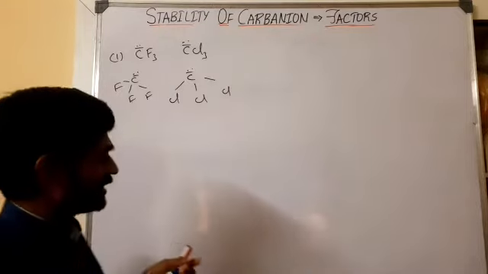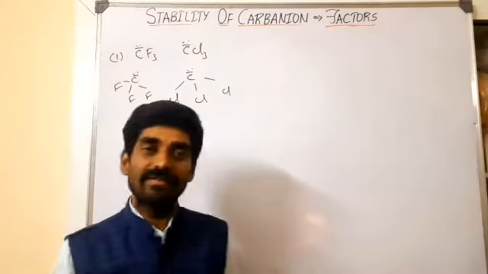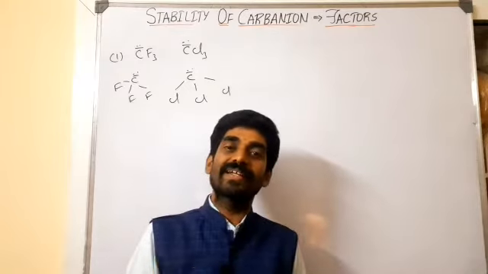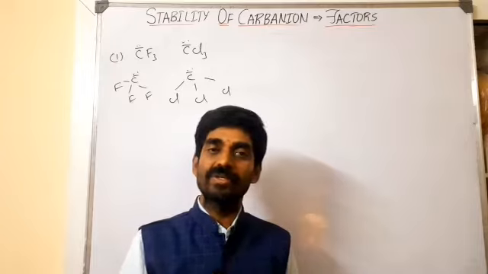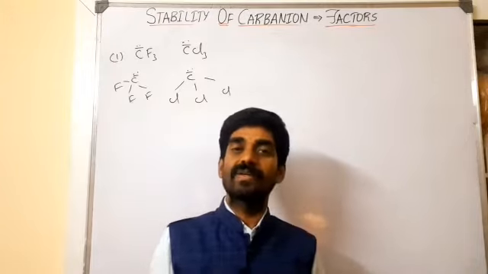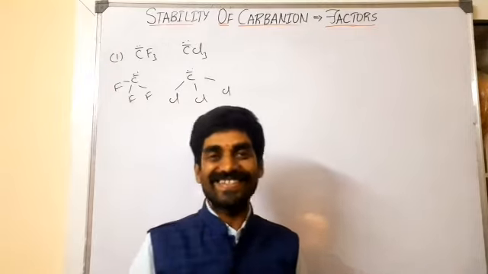Now, of these two, which is more stable? Generally students respond, sir, CF3 is more stable. The reason they give is that fluorine is more electronegative, its withdrawing power is more, so it is more stable by withdrawing electrons from the carbanion, right? But that is not correct. So what is the exact reason here?